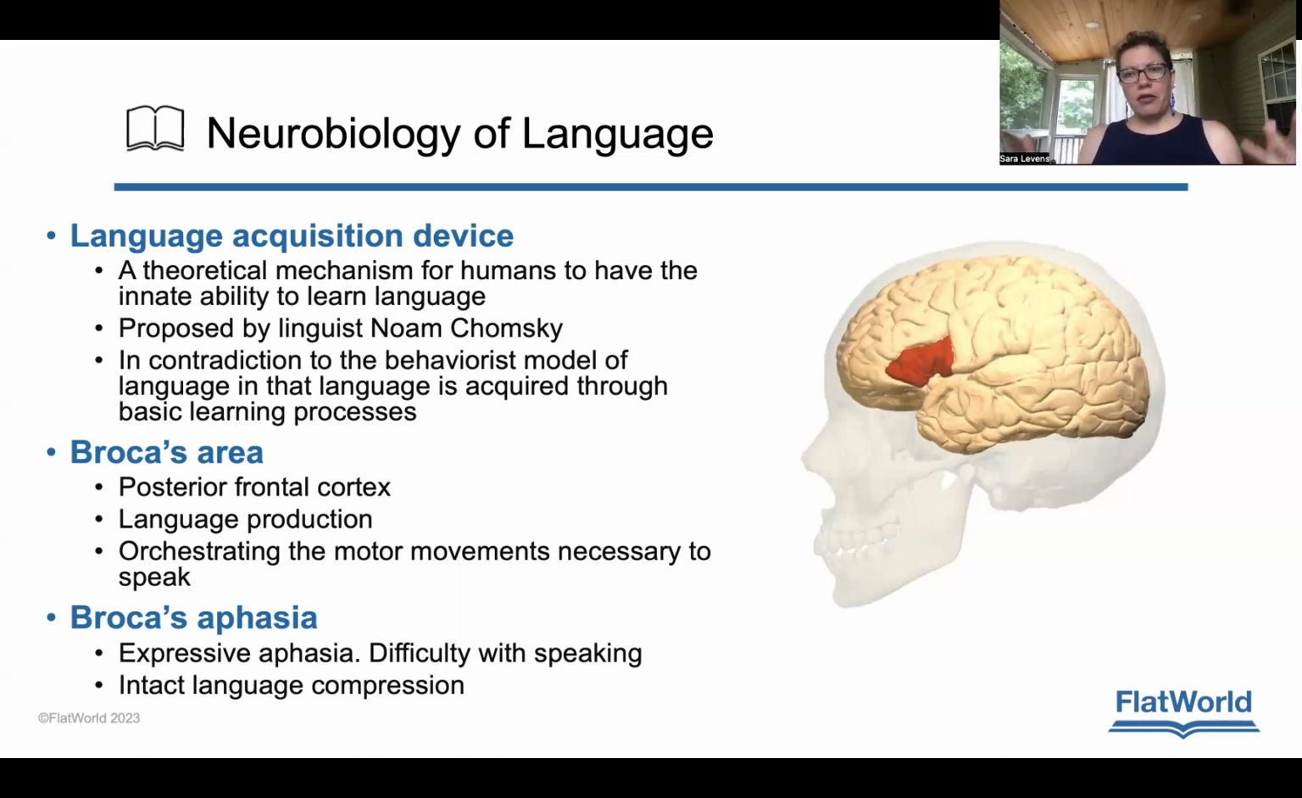So we have this theoretical mechanism. We're still trying to figure out what it is, but there is a general understanding that we do have an innate ability to learn language. It's just that the mechanisms are not quite yet clear. Some of the areas that have been critical in helping to delve into our language acquisition, development and production is Broca's area, which is in the posterior prefrontal cortex, right here. This is postulated to be involved in language production and basically orchestrating the motor movements necessary to speak.